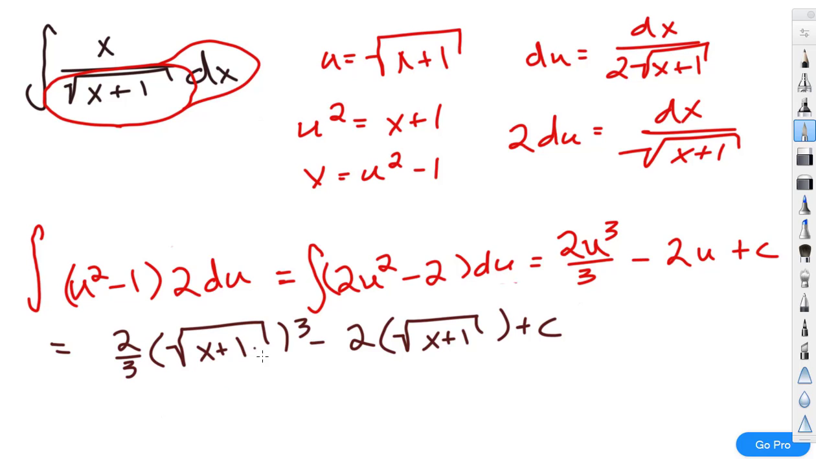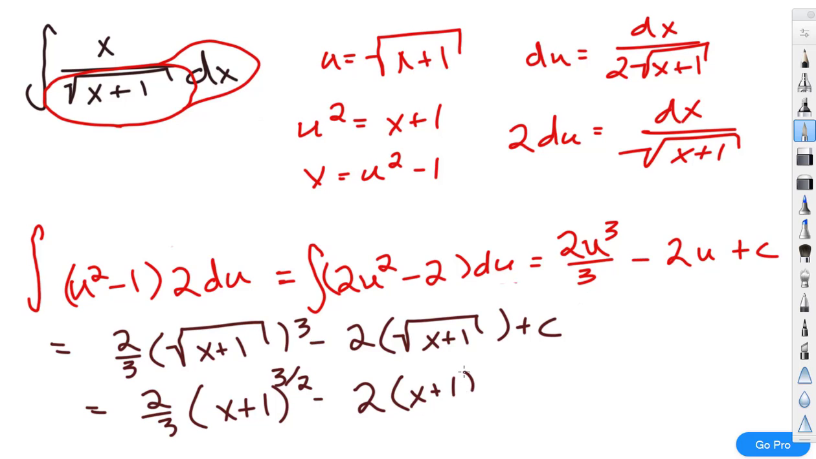Now remember, when I'm writing a square root, that's the same thing as this raised to the 1/2 power, so I can actually rewrite this as 2/3 x plus 1, or I'm sorry, this would be to the 3/2, minus 2 times x plus 1 to the 1/2 plus c, which is the same answer that we had before.